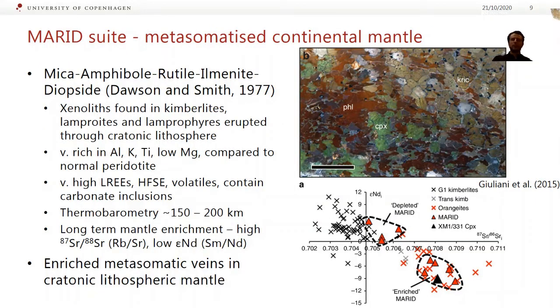And finally, I think Chris might have mentioned this in the Mantle Zoo lectures, but we have the MARID suite, and this is direct evidence of metasomatized continental mantle. So MARID stands for mica, amphibole, rutile, ilmenite, and diopside. These are xenoliths that are pretty commonly found in kimberlites, lamproites, and lamprophyres that erupt through Proterozoic lithosphere. They're extremely rich in aluminium, potassium, titanium, and pretty low in magnesium compared to a normal peridotite.